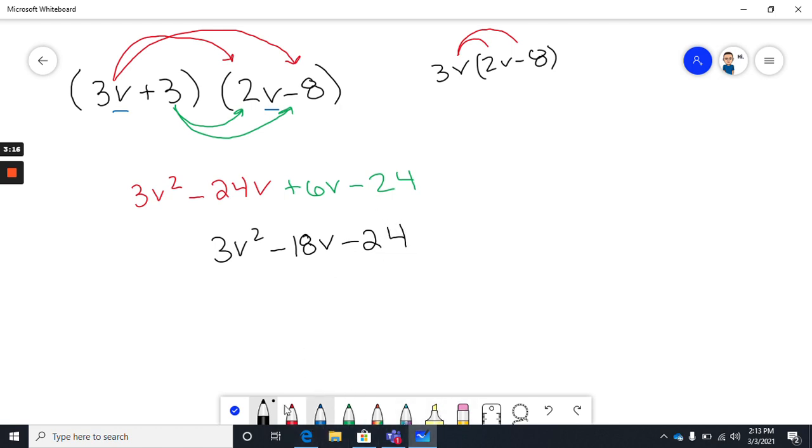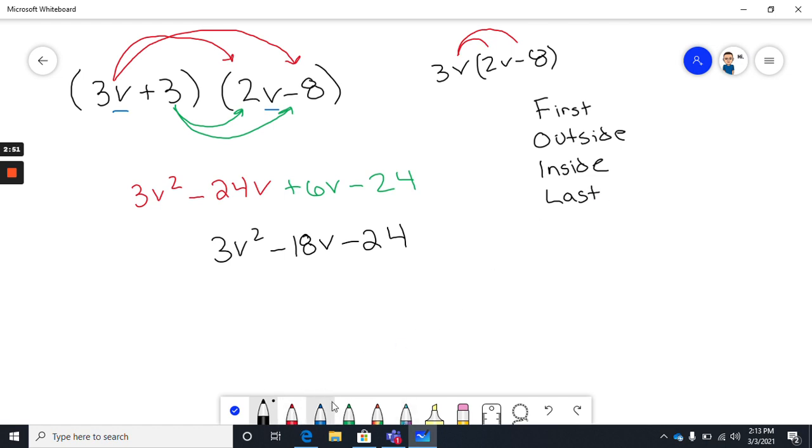This method is known as FOIL. FOIL stands for first, outside, inside, last.